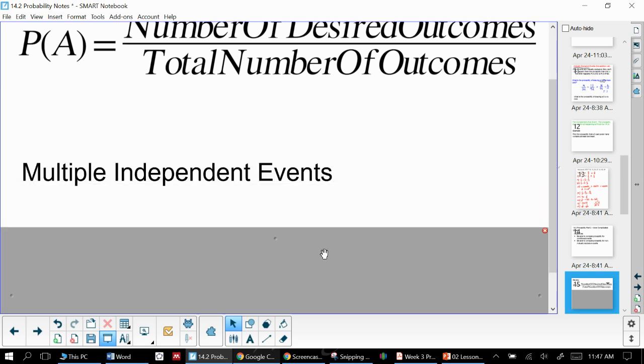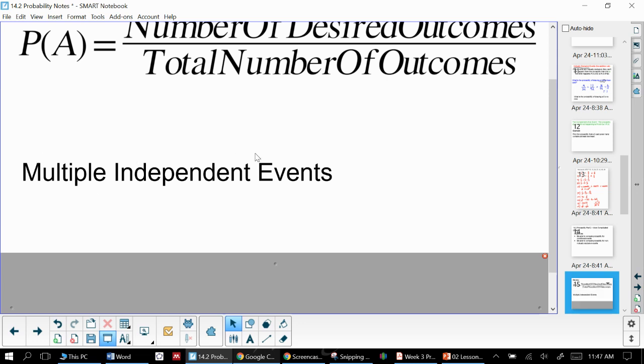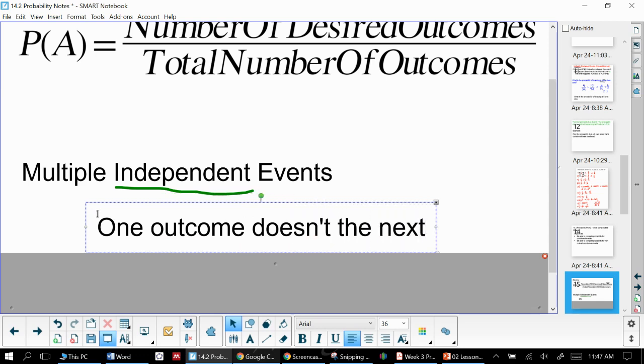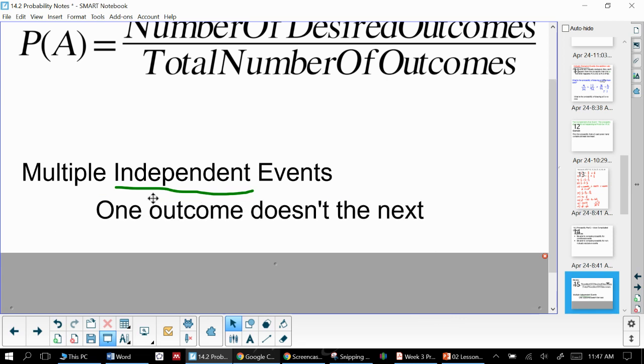So then we moved on to talking about multiple independent events. And the big thing we had to talk about was what this idea of independent meant. When two events are independent, it means that one outcome doesn't affect the other, doesn't affect the next one. And so things like rolling a dice 2 times would be an example of independent events, because rolling the dice the first time has absolutely no effect on what happens the second time you roll the dice. Flipping a coin multiple times, doing anything multiple times, is going to be a great example of independent events.